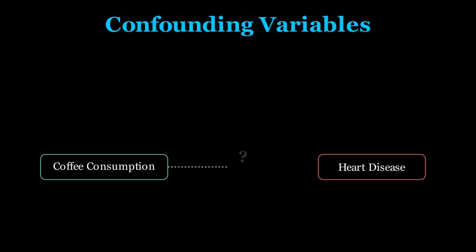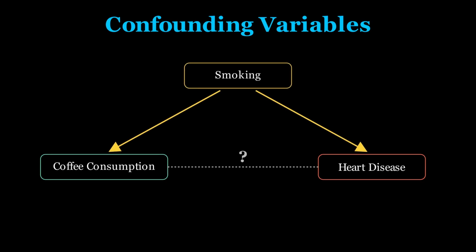Next, let's talk about confounding variables. A confounding variable is an external variable that affects both the independent variable and the dependent variable, potentially leading to a false association between them. Here's a classic example. Suppose we are studying the relationship between coffee consumption and heart disease. Smoking can act as a confounding variable. People who drink more coffee might also be more likely to smoke, and smoking is a known risk factor for heart disease. If the researcher does not control for smoking, they might incorrectly conclude that coffee consumption directly increases the risk of heart disease.